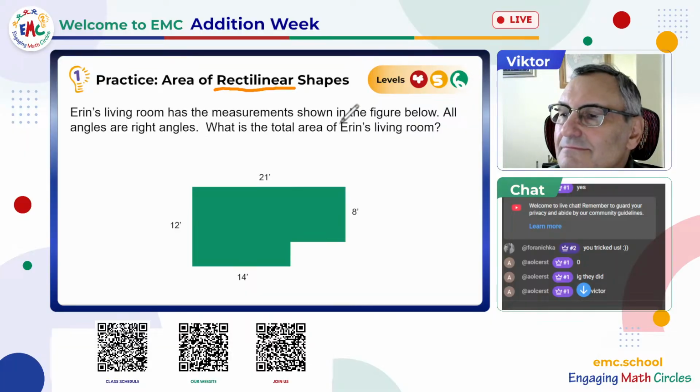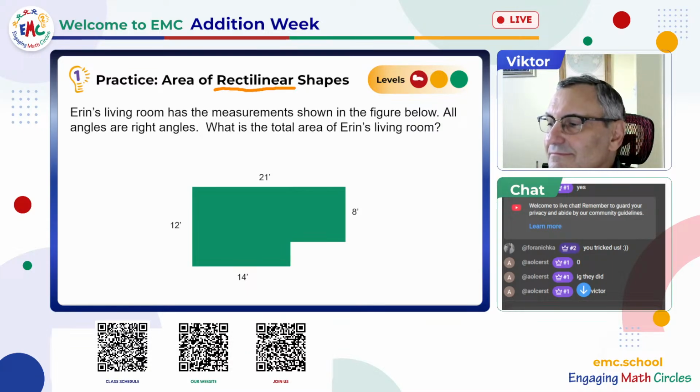So grades 4, 5, and 6. Grade 4 might find this a little challenging. Grade 5 should find this normal. Grade 6 will find it pretty easy. We are hoping.